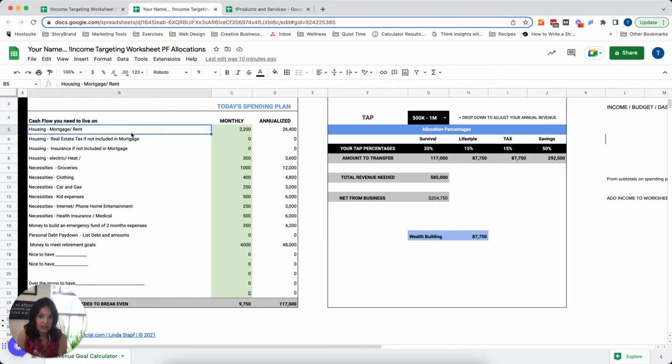And Linda, in her template here, has given us an example of someone who needs to be having $117,000 coming to them to pay their bills on an annual basis. So as the business owner, that needs to be their take-home pay.